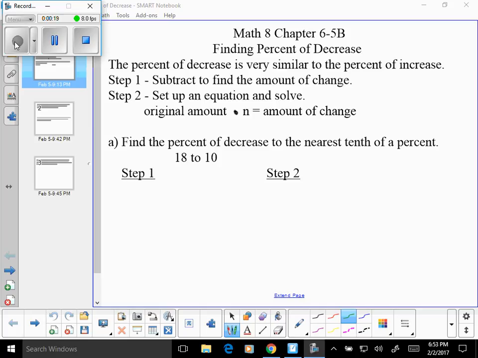Got your calculator? Got something to write with? Then let's go.